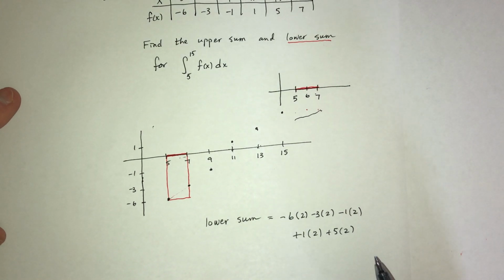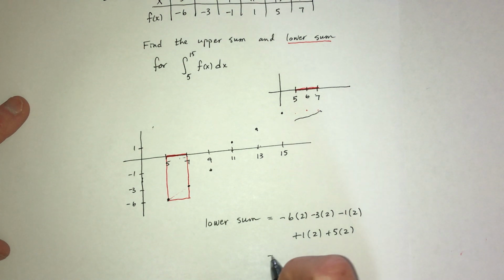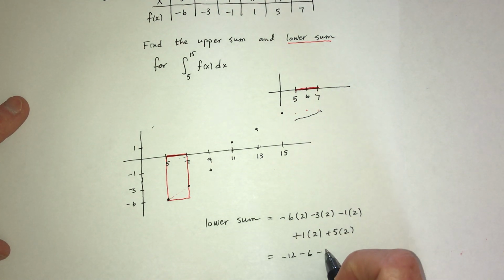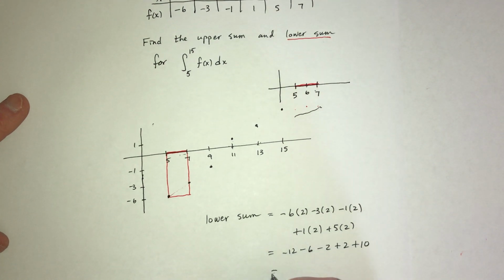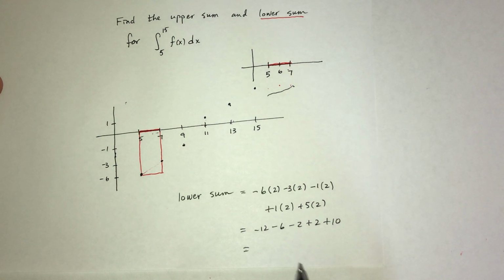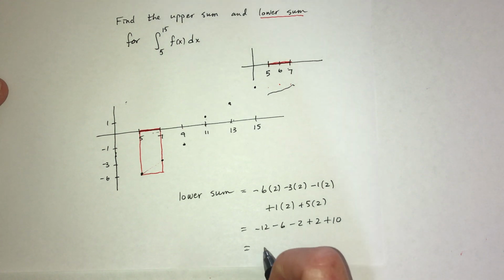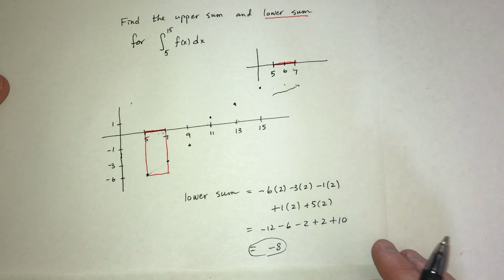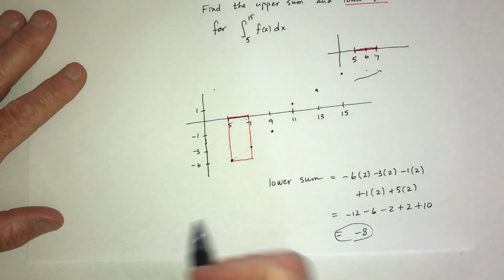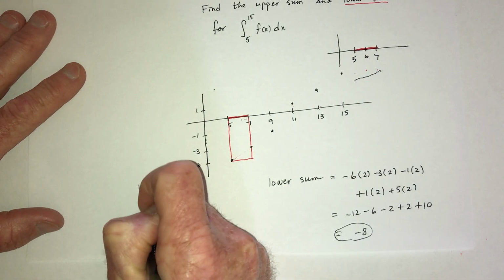And then how much is all of this? So this is -12 -6 -2 +2 +10. So that would be, well, these two will cancel each other out. This is going to be -18 +10, so that's -8. That's the lower sum.